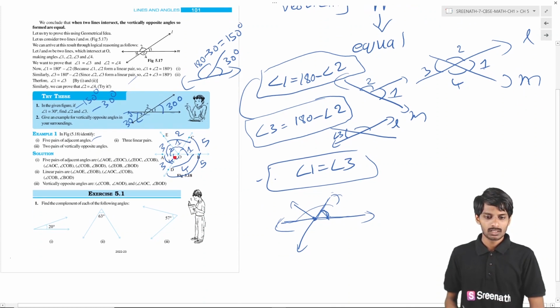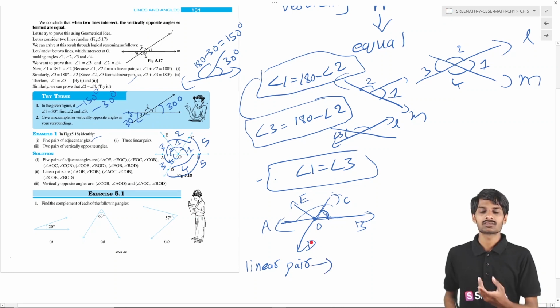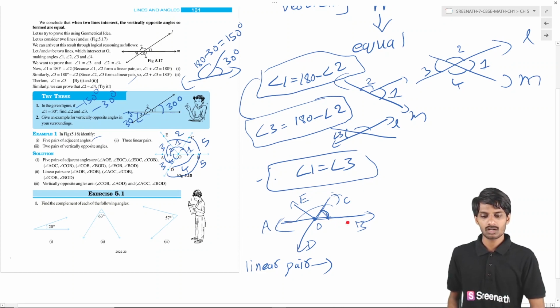Suppose I explain to you. Here it is A, here it is O, here it is B, here it is C, here it is E, and here it is D. So what are the linear pairs here? Basically there are 5 adjacent angles, and out of them we choose only the adjacent angles whose non-common arms are opposite. These are the two common arms, and this is the angle. So the linear pair is angle COB and angle AOC, having non-common arms opposite.